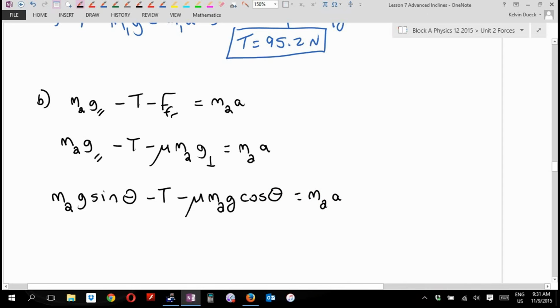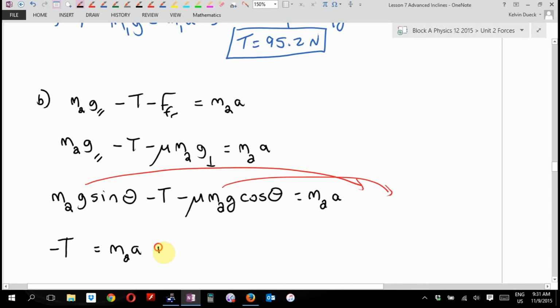What are we trying to find? How many M2s are there? 3? Ugh. You know what? Let's get them all to the same side. So I'm going to minus this to that and plus this to that. I'm going to get negative tension, okay, drops down like a domino, equals M2A plus mu M2G cos minus M2G sine. Did I get everything? I think I did.